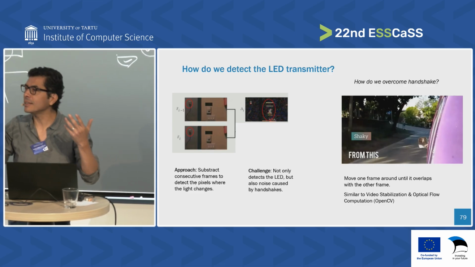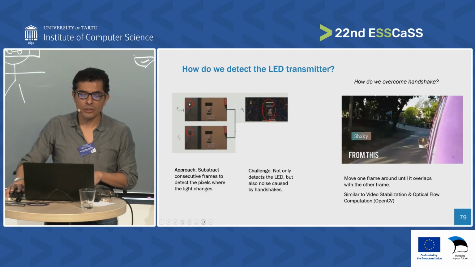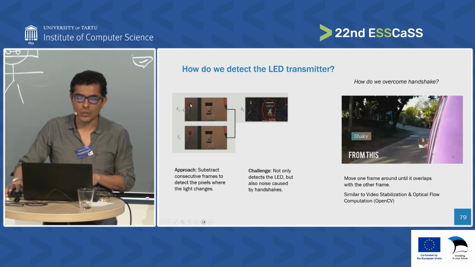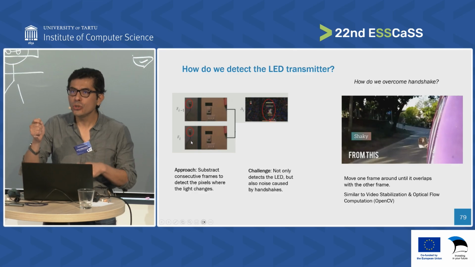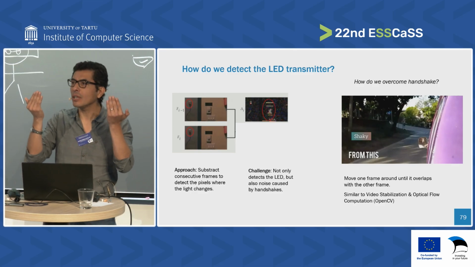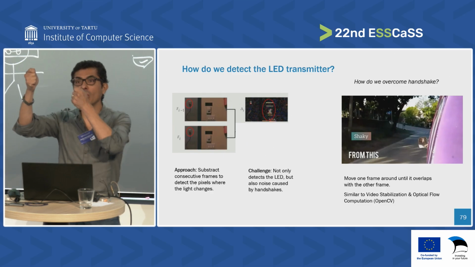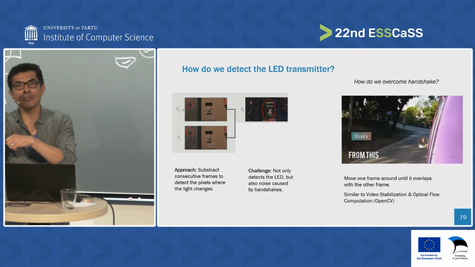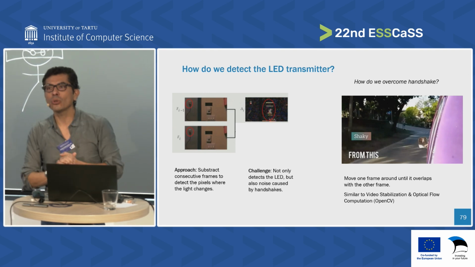Okay, how can I detect that LED? In this case, there's an LED. This is the LED that is transmitting the information. And what you could do to identify that light is subtract two consecutive frames. You subtract them, and if the LED is on or off, you will find that difference, so you could identify the LED, or that's what you would think. That's not what is going to happen.